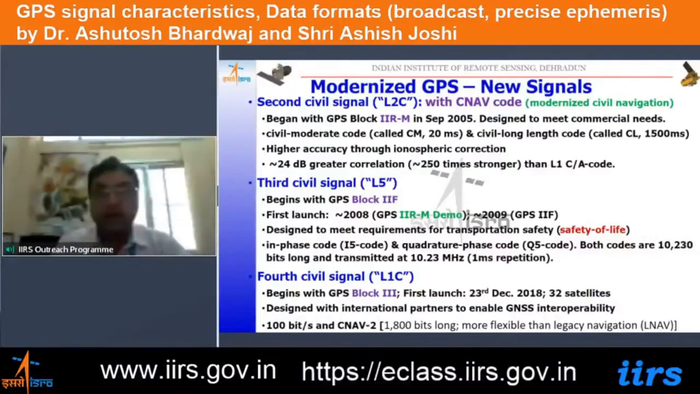Another signal is the L1C signal, which started from December 2018 only, and currently there are 5 such satellites which can provide the L1C signal. Again, it is all in the pre-operational testing phase, and its rate is 100 bits per second. It's a relatively long code with more flexibilities as compared to the legacy navigation signal, and it is renamed as CNAV2.